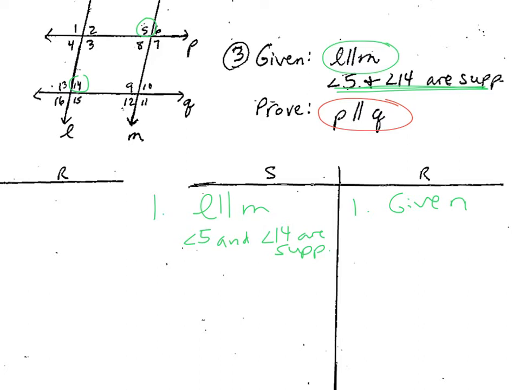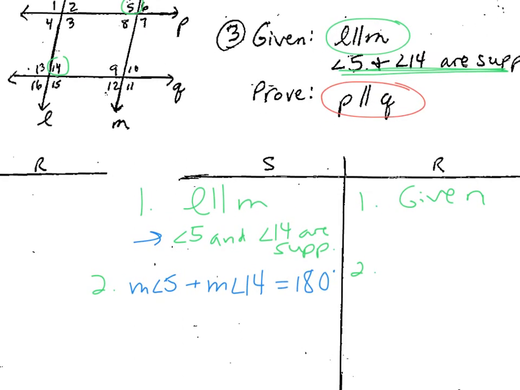So let's see if we can be as specific and direct as possible to try to get to P parallel to Q. I might work backwards at some point, but I'm going to start by using my given information and turning it into an equation because I like to work with equations. So directly from my given information, if angle 5 and angle 14 are supplementary, then I know that the measure of angle 5 plus the measure of angle 14 equals 180 degrees, because that is my definition of supplementary.